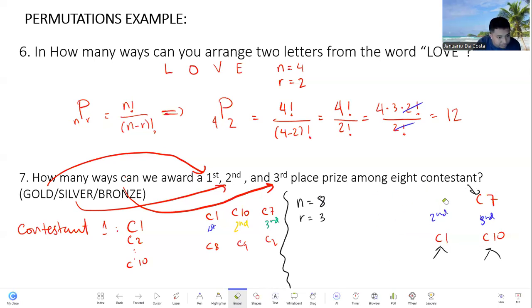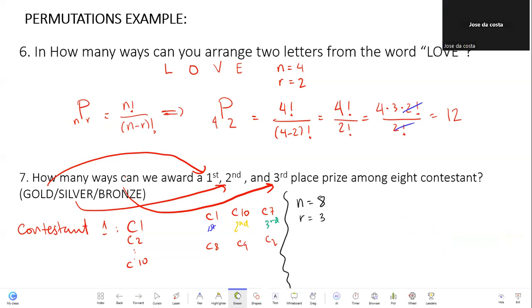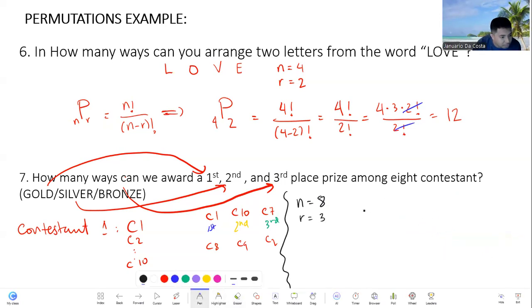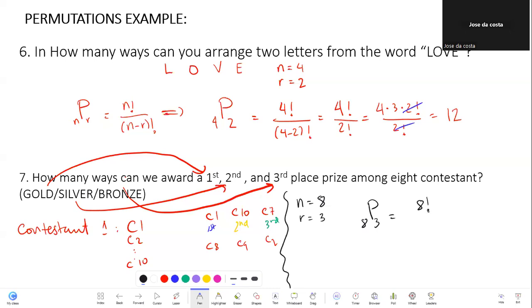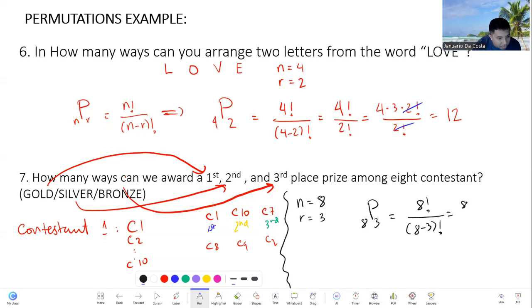Comprende? Yes, teacher. Okay. So now you simply have to apply the permutation formula. P of 8 and 3. So you simply have 8 factorial over 8 minus 3 factorial. And then you have 8 factorial over 5 factorial, or simply 8 times 7 times 6 times 5 factorial over 5 factorial. And you just simply cancel out the 5 factorial. And then you get that. So how many ways do you get? 8 times 7 times 6. You have 336 ways.